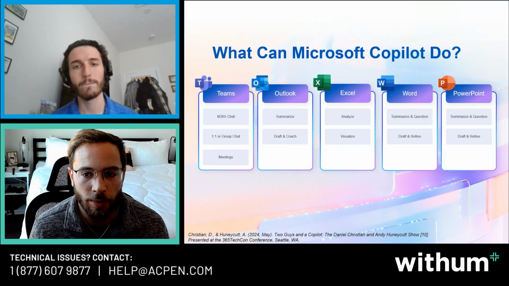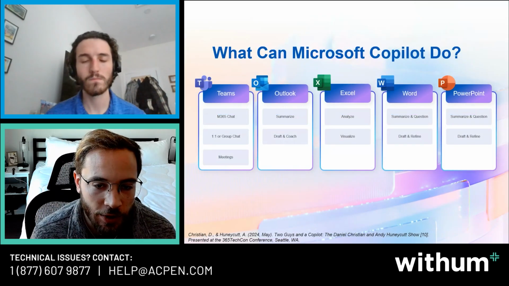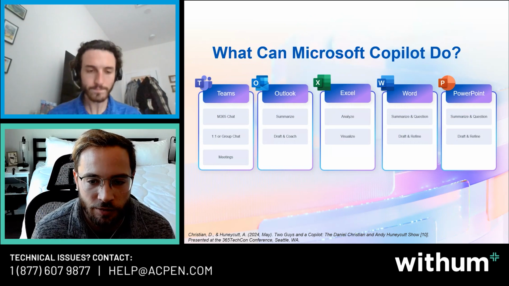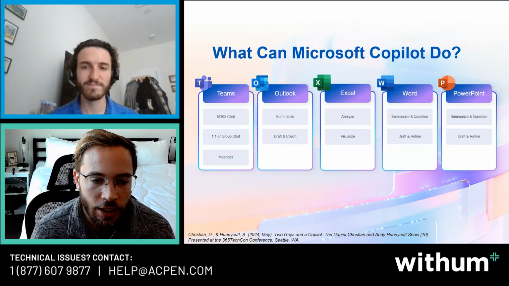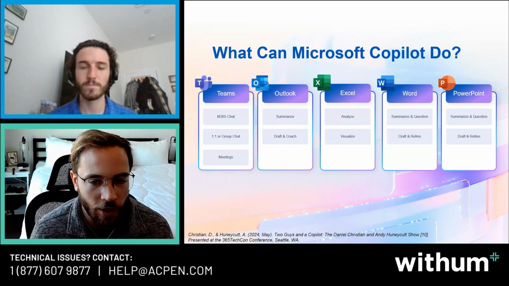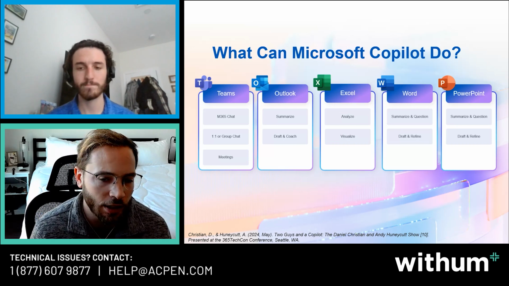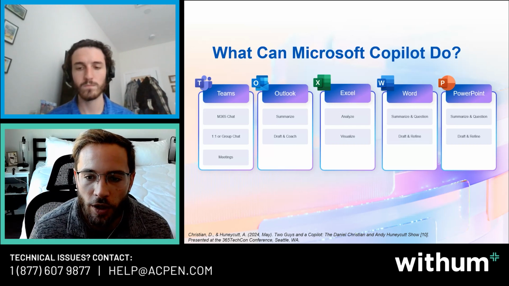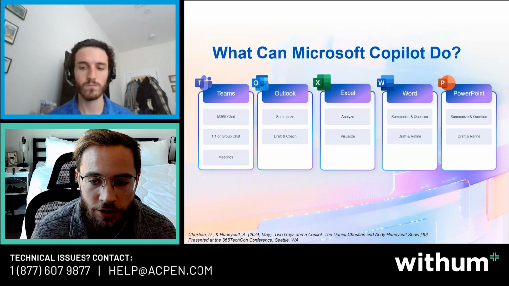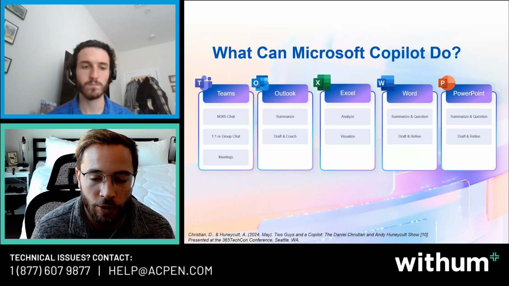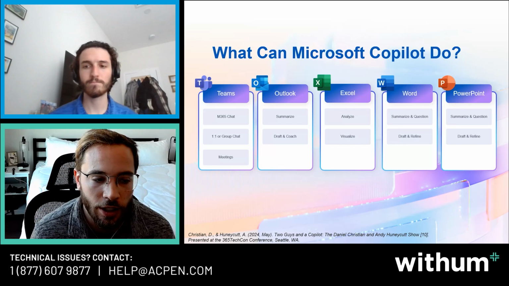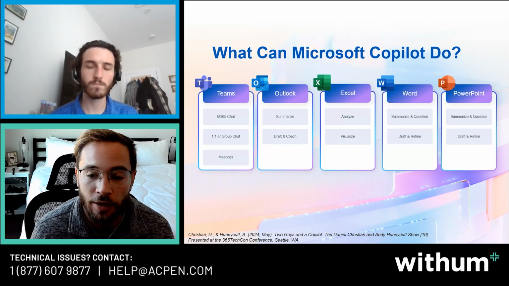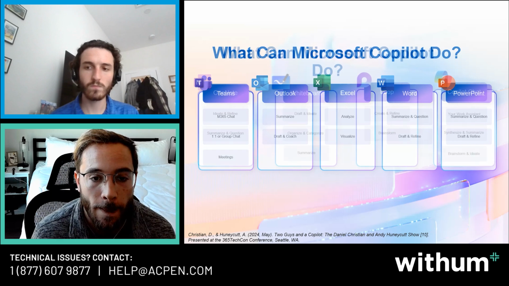So what can Microsoft Copilot actually do? Joe will actually demo these, so you can just see it at a high level real quick, but it's within everything. In Teams, it helps you with your meetings. In Outlook, it can summarize your emails. In Excel, analyze and visualize data. In Word, it can summarize and question, draft and refine, and help you with creating drafts in your documents. And with PowerPoint, it can create an initial presentation, which is very helpful because at least it creates a skeleton of a deck.